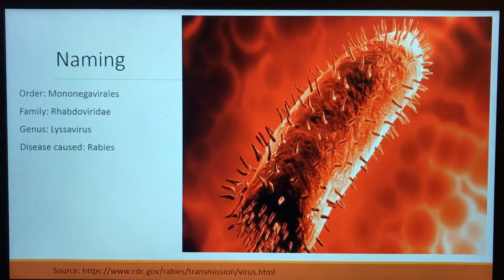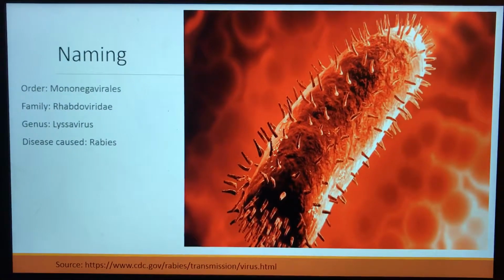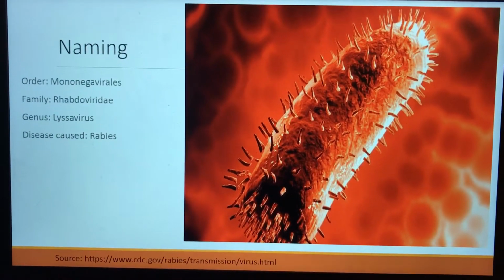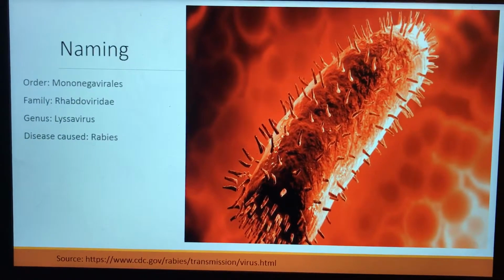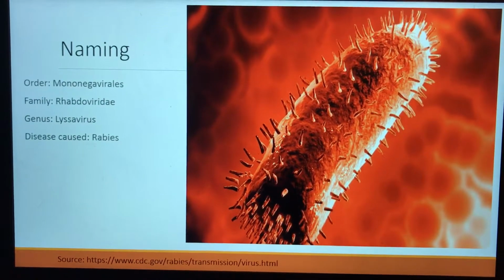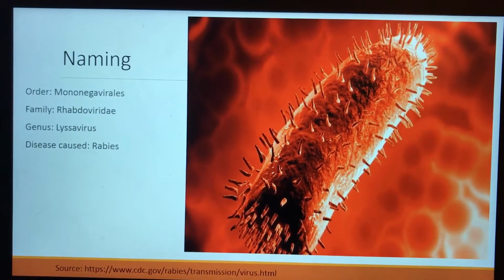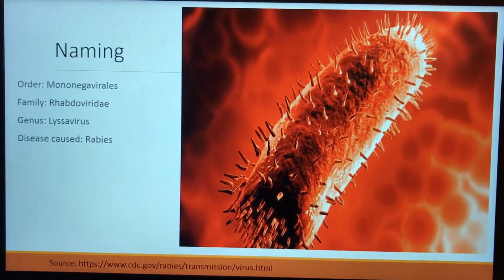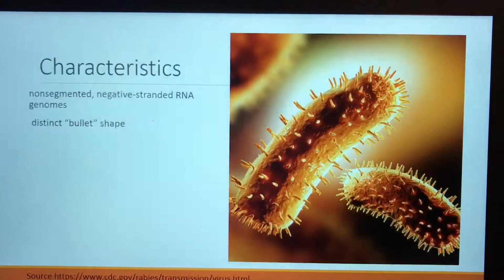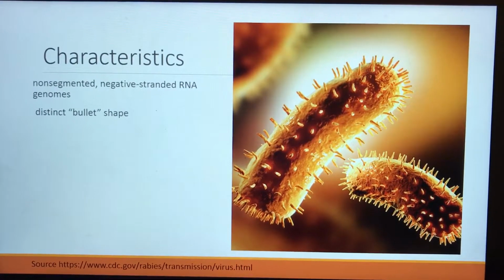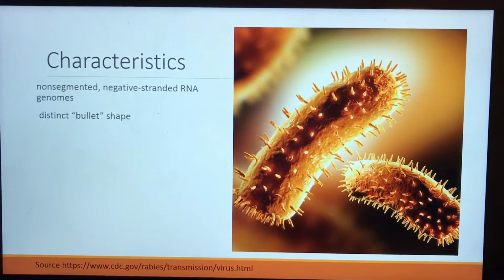This first slide shows the scientific name of the rabies virus. So the order is Mononegavirales and the family is Rhabdoviridae with a genus of Lyssavirus, and the disease caused is rabies. This slide shows the characteristics of the rabies virus.